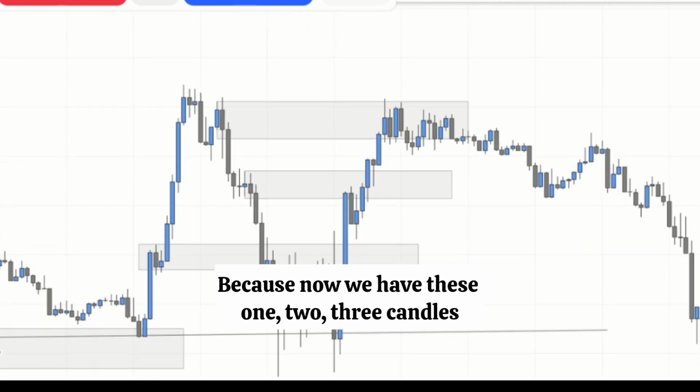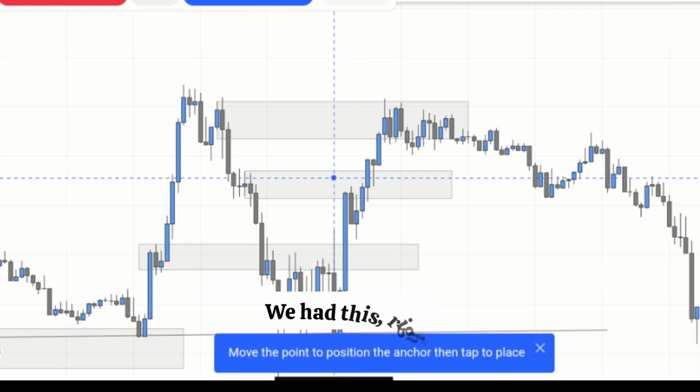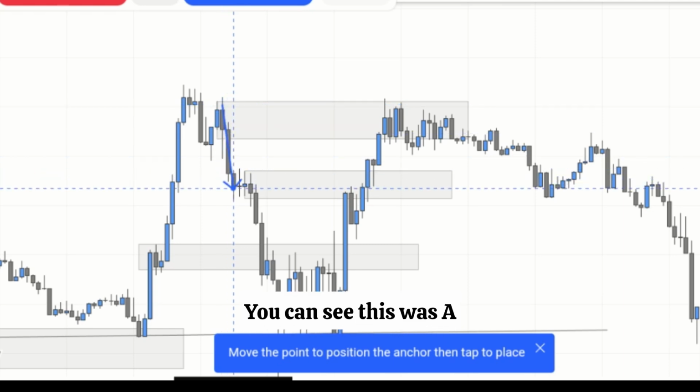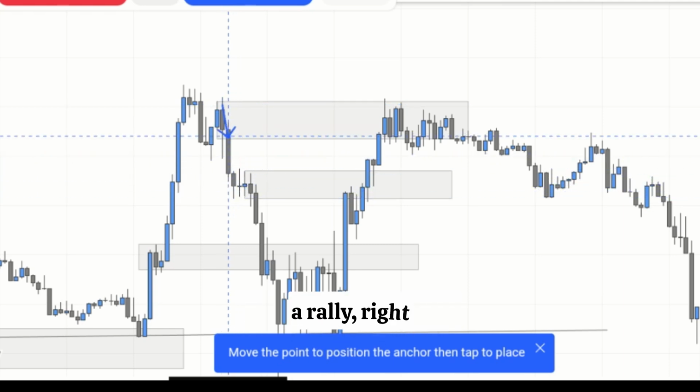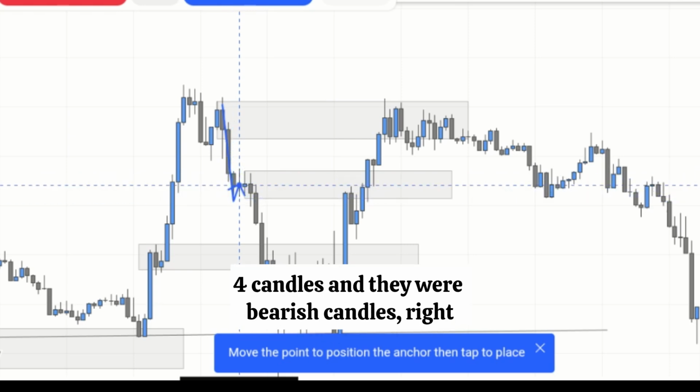Because now we have these 1, 2, 3 candles. Let me show you. We had this, right? So it started from here. You can see this was a rally. It sold like 1, 2, 3, 4 candles, and they were bearish candles, right?